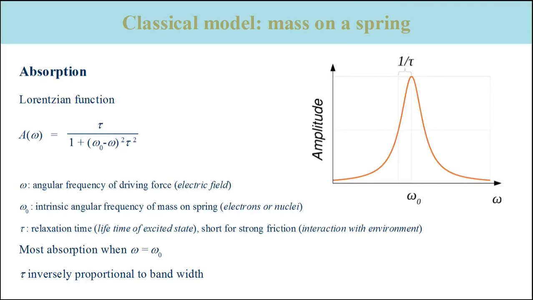The width of the Lorentzian curve is inversely proportional to the relaxation time tau. Much friction or strong interactions with the environment give broad bands, but little friction or weak interactions with the environment give narrow bands. In other words, a short relaxation time produces broad absorption bands in spectroscopy and in the mass on a spring system.